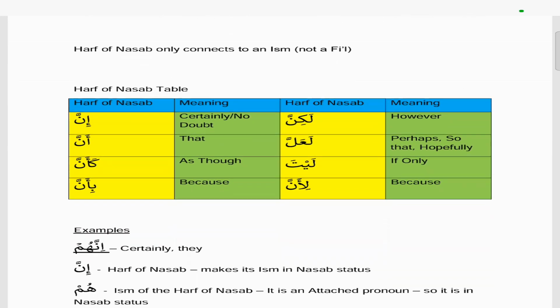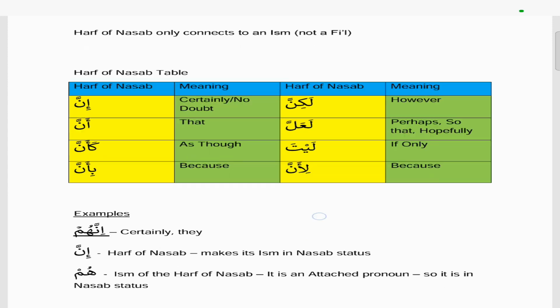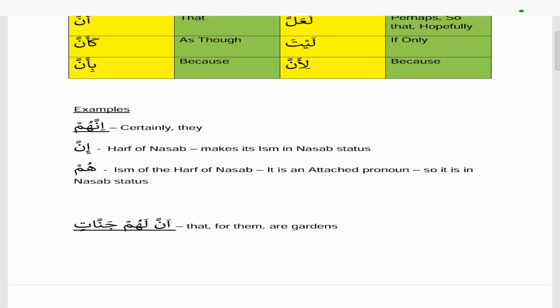So here's the harf of nasab table, and some common ones. If you start from the left side, the harf of nasab inna means certainly, or no doubt, and anna means that, ka anna means as though, and bi anna means because, and lakinna means however, and la Allah means perhaps. It can mean so that, and it can mean hopefully, and laita means if only, and li anna means because. So if we go through some examples, then we have inna hum, which means certainly they.